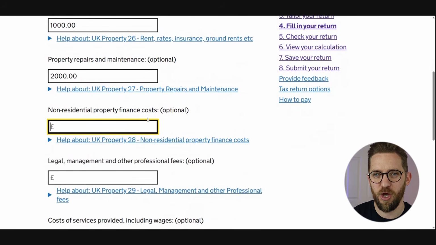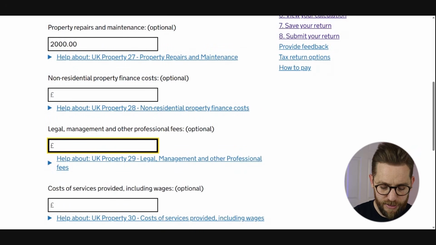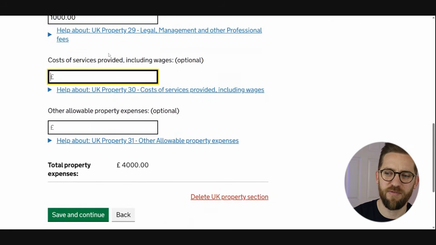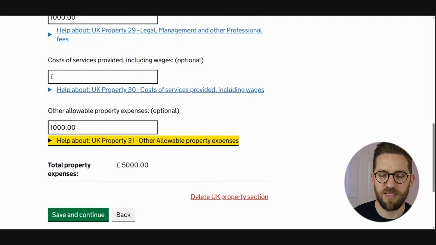So this would be for commercial property that it would go in here. So potentially, again, that would be allowable, the financing costs for commercial property. But in this case, I don't have any commercial property, so I'll leave that blank. Legal fees, you could have some accountancy fees that go in here, management fees or charges. Cost of services provided, including wages, I'll leave that one blank. And then we've got our useful other section at the bottom if you don't know where to put those expenses.